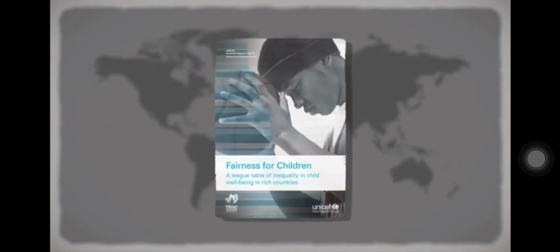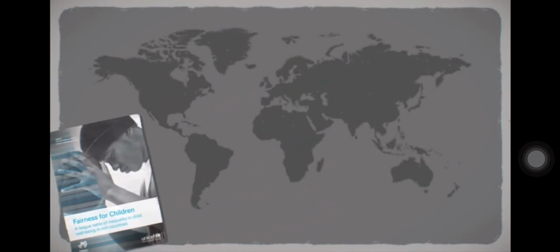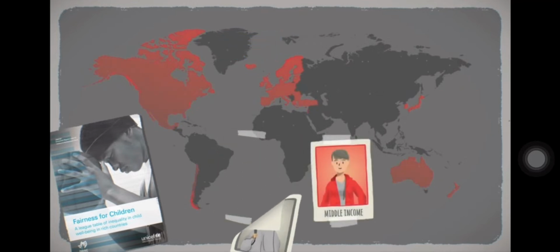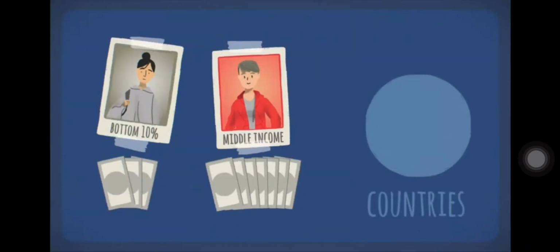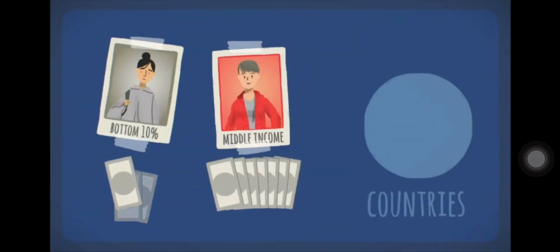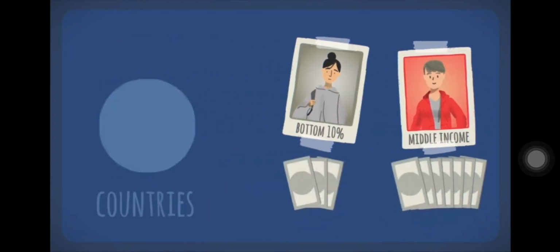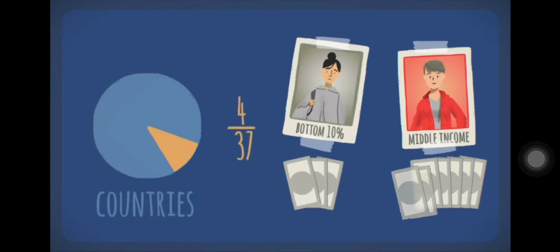UNICEF's latest Innocenti report card, Fairness for Children, gives us a detailed look at inequality in 41 wealthy countries. The result? Rich countries are failing the bottom 10% of children. Since the economic crisis, income gaps have increased in most rich countries, 19 out of 37, and only 4 countries saw household income at the bottom increase faster than the middle.